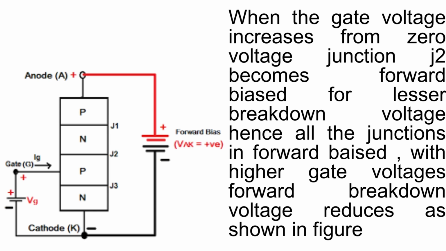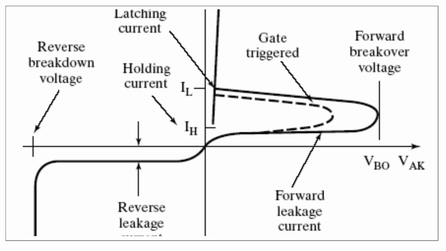With higher gate voltages, the forward breakdown voltage reduces, as shown in the figure. The figure represents a circuit with an SCR with a gate pulse. The characteristics are as shown in the figure. For higher gate voltage, the breakdown voltage will be reduced. The figure represents the latching current IL and holding current IH.